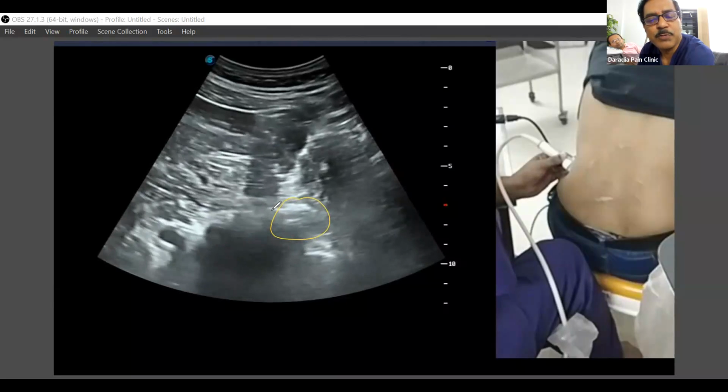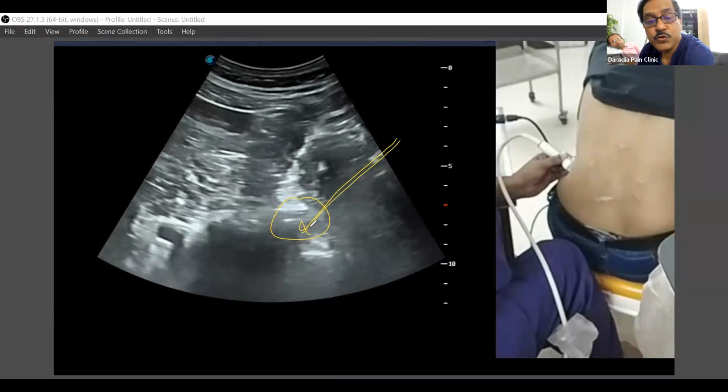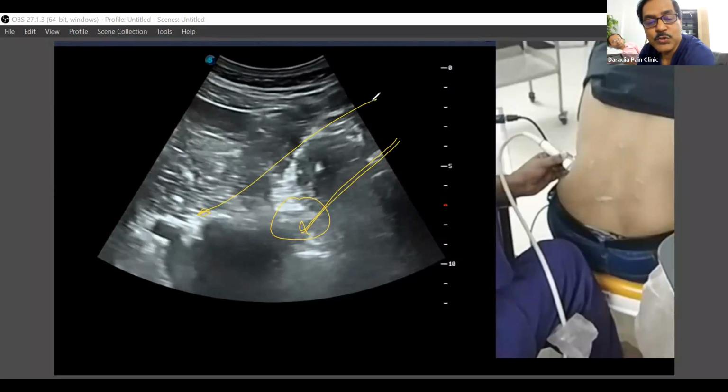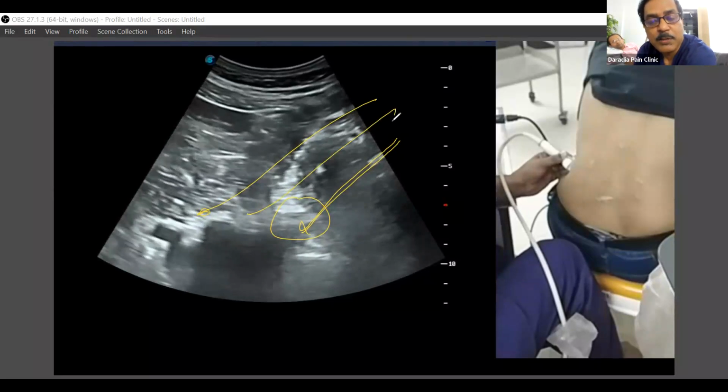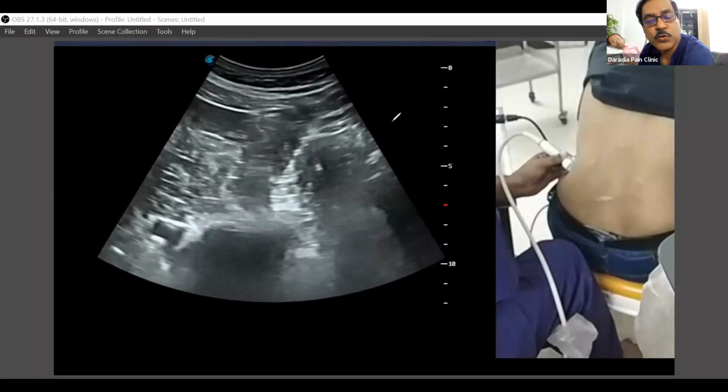So if you wish to do the transforaminal, this is another approach to do the transforaminal. This is the posterior side, you can come like this. If you wish to do a lumbar sympathetic block, your needle should be coming like this. If you wish to do the rami communicantes block, your needle should be coming like this. So these are the different other pain procedures that you can do.